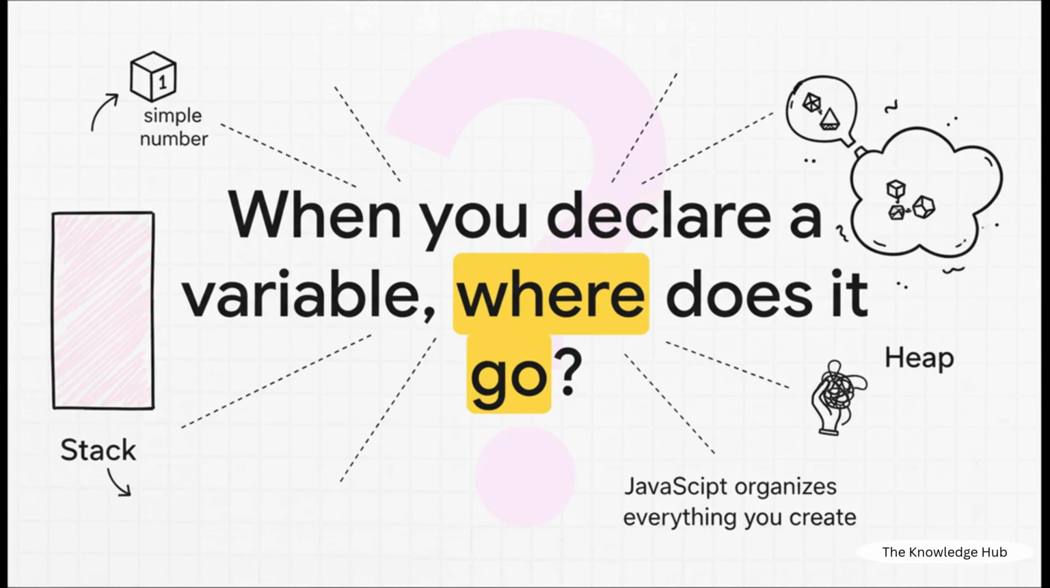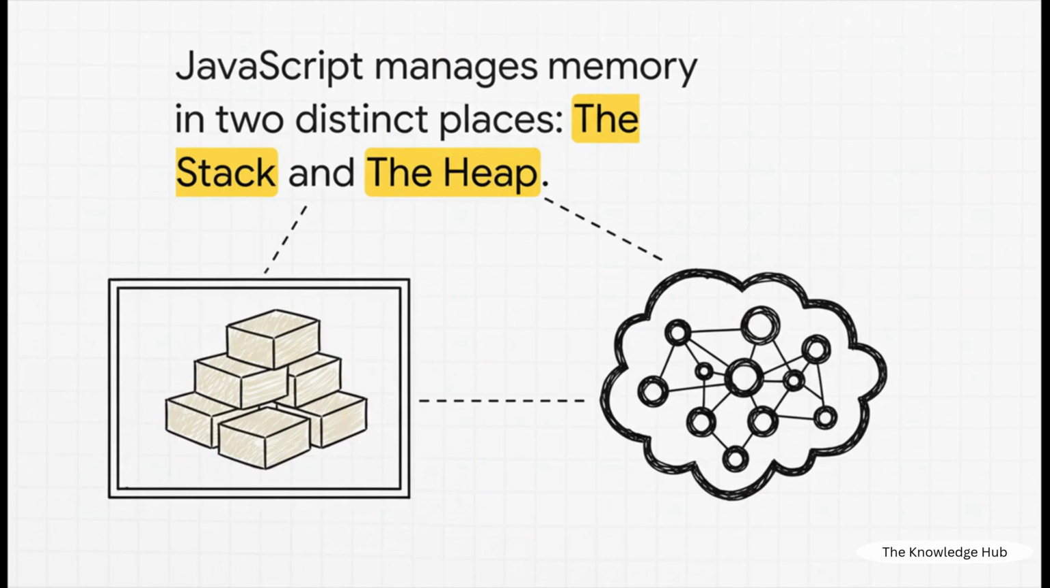When you type let myVariable equals, where does that variable go? The answer is surprisingly deep, and it really pulls back the curtain on how JavaScript organizes everything you create. And the answer is, it goes to one of two very different places. You can think of them as two separate worlds living inside your program's memory, the stack and the heap. And each of these worlds has its own strict set of rules for storing your data. Getting these rules down is the key.